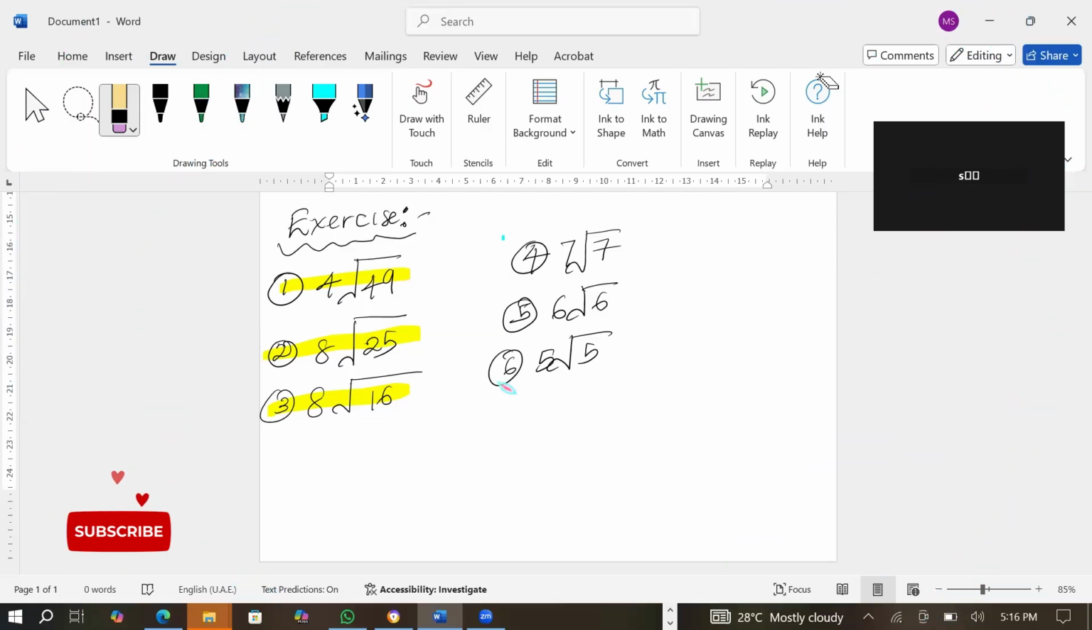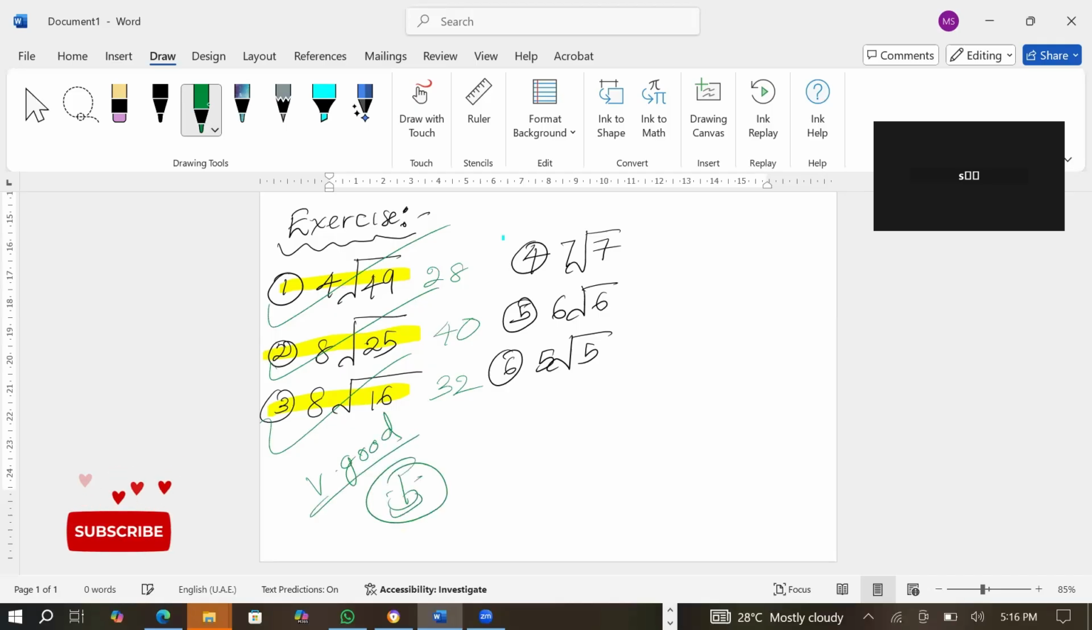Okay, teacher, finished. Okay, read the answers one by one, Shashmi. For the first one, it's 28. Very good. For the second one, it's 40. For the third one, it's 32. Nice work, nice work. Mark your answers.